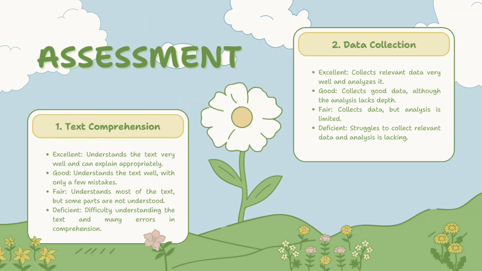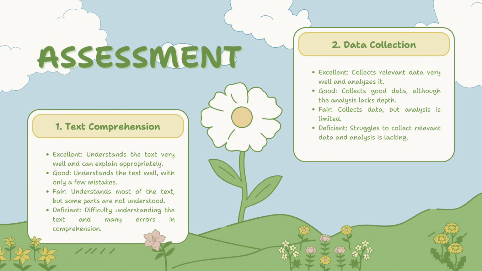Okay, the next slide is assessment. The first is text comprehension. The excellent one is understands the text very well and can explain appropriately. The good one is understand the text well with only a few mistakes. The fair one is understand most of the text, but some parts are not understood. And the deficient one is difficulty understanding the text and many errors in comprehension.